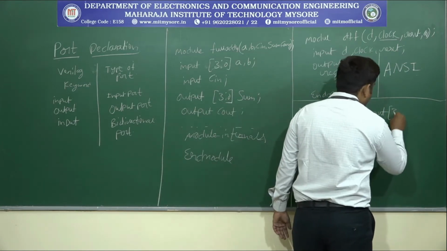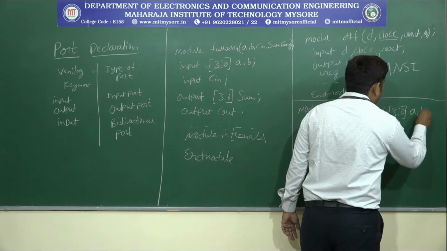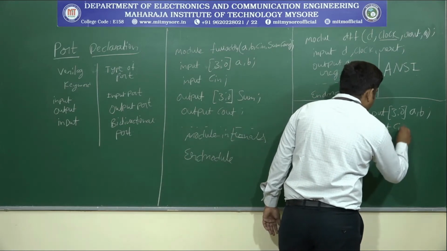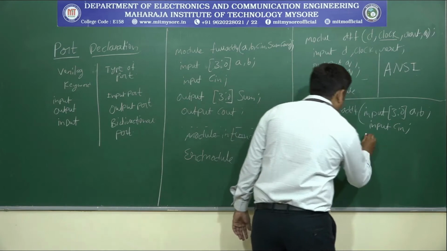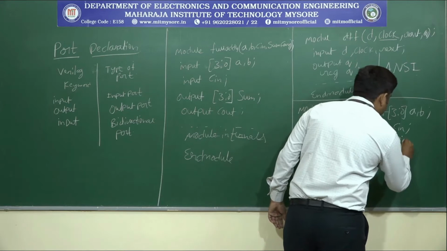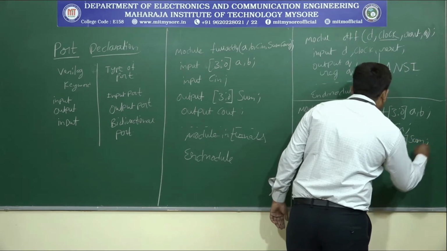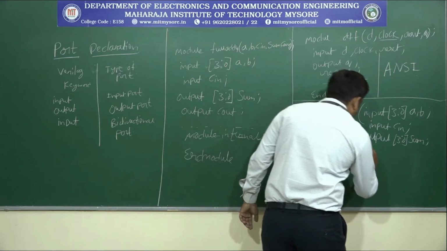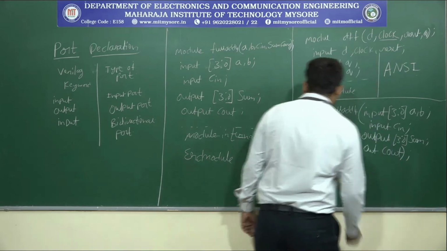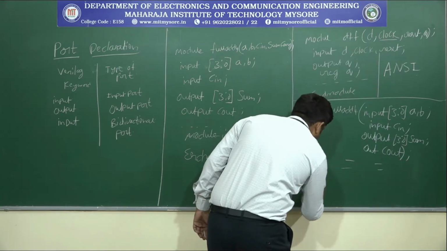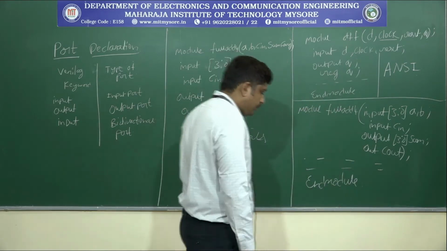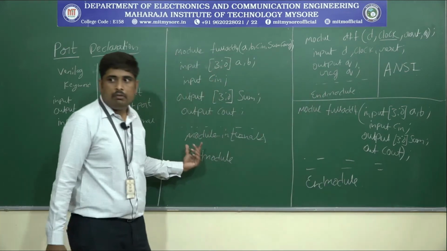Inside the module list of ports you have to mention first input 3 down to 0 A comma B, then after this input Cin, then output sum, that is 3 down to 0 sum, next one more output, that is output Cout. Next there are module internals here, then end module.